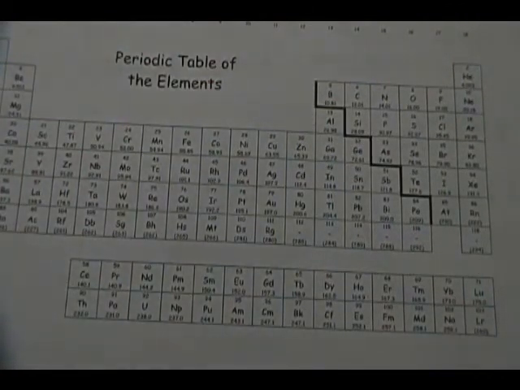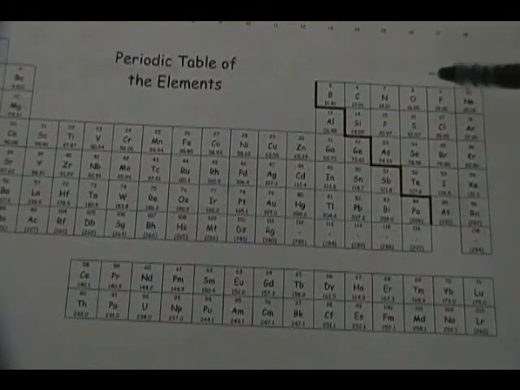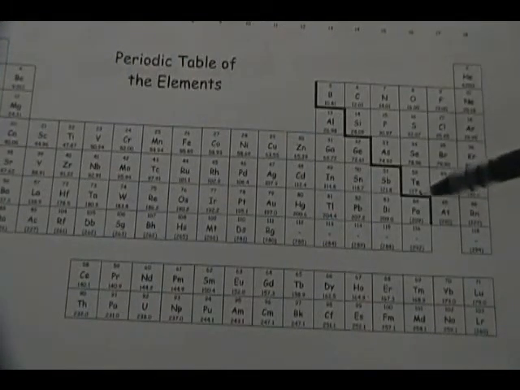We can further break this down into smaller components. The column on the right-hand side is known as your noble gases. This is extremely important when we talk about ionic compounds. Then this column right here is known as your halogens, and this column right here is known as your chalcogens.